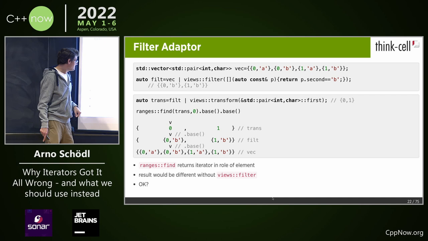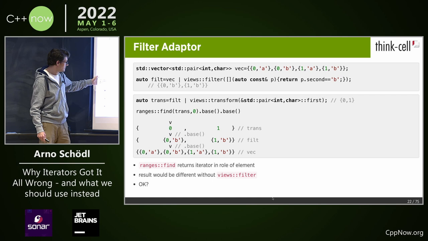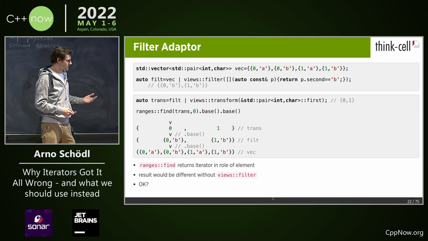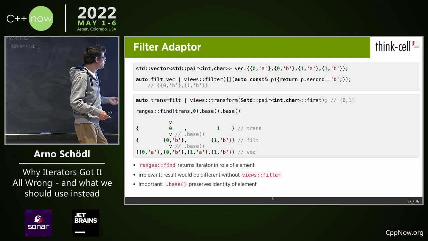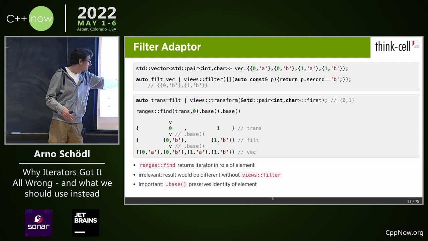But what's interesting here is that the result you would get if you had run this algorithm on the unfiltered range would be this element, this one would be the zero. So the result would be different without the filter. You're not really undoing the effect of the filter. So you could ask, is that OK? Well, I would argue, yes, it's OK, because what you did here was pick an element. And when you do base, you just preserve this element. And it's fine to point at that one, because in the original range that we filtered, that was the element that we were finding. So OK.